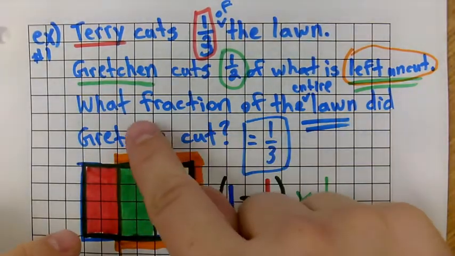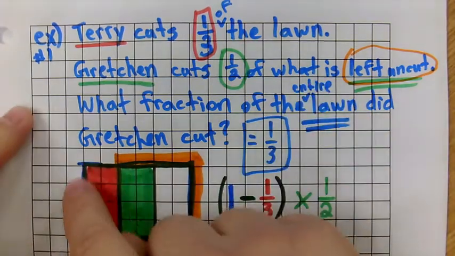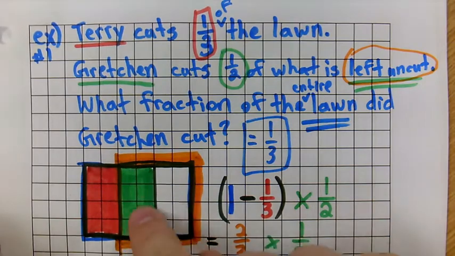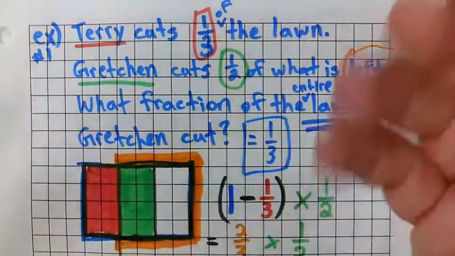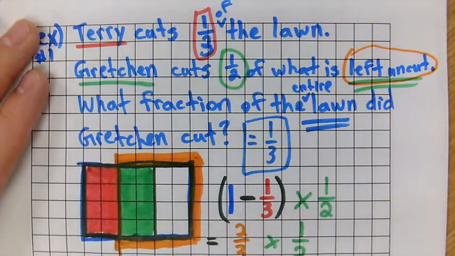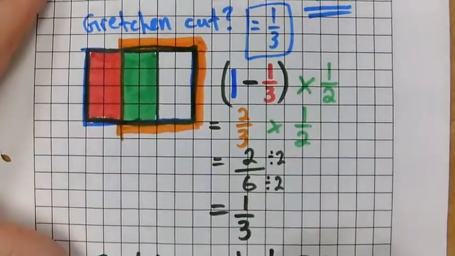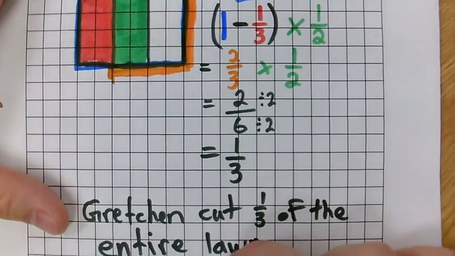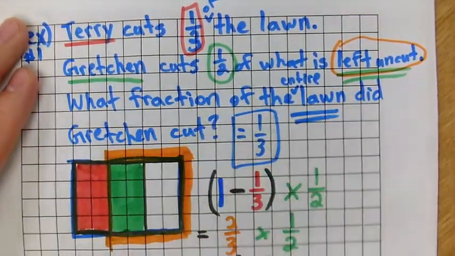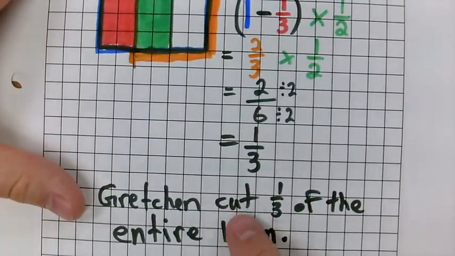Now the question asks, what fraction of the entire lawn, this whole thing, did Gretchen cut? Well, looking here, it's 1 piece out of the 3, right? So with this model, we found out that it's actually 1/3 that Gretchen cut. Now a mathematical way to show this, and remember, always, if there's a question asked, always write a statement to answer it.